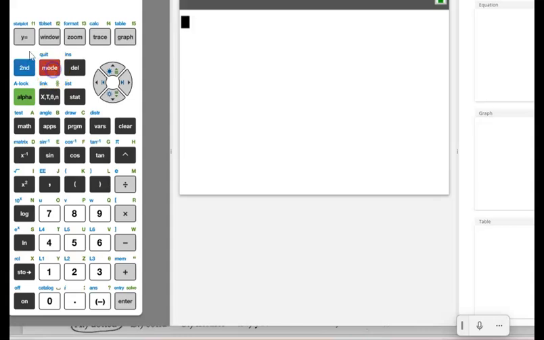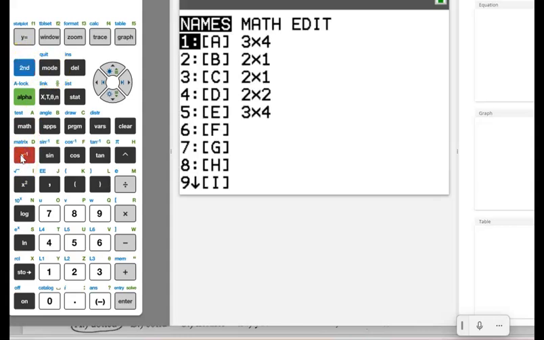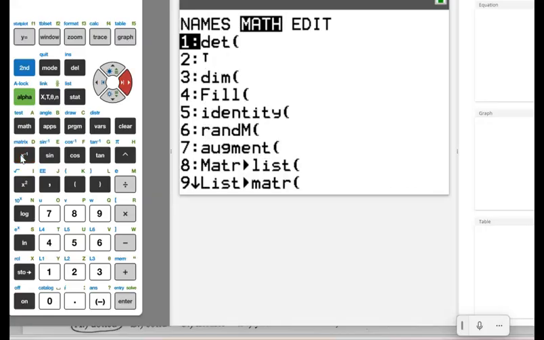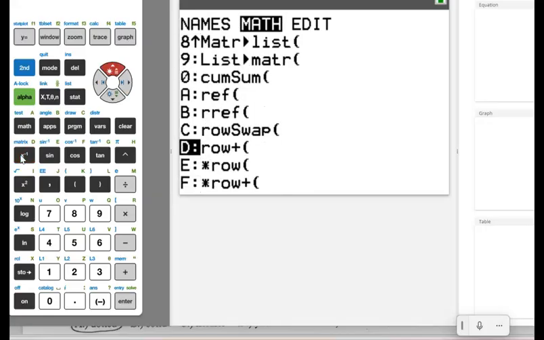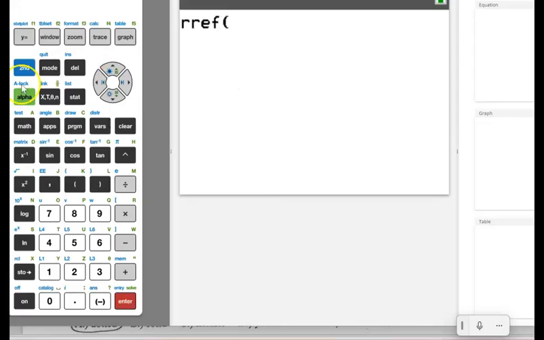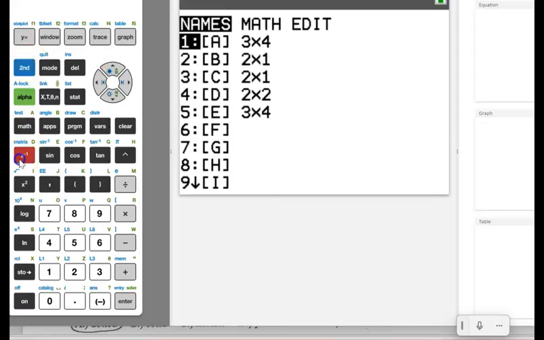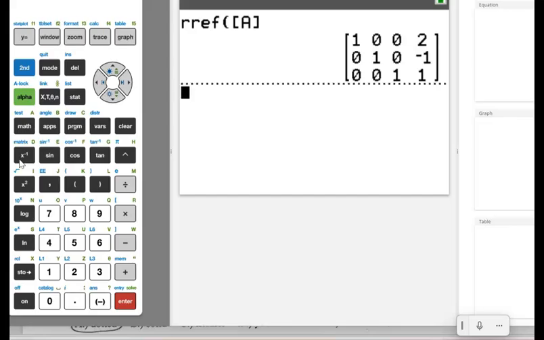Then I'm going to quit out of that, and I'm going to go back to matrix. And this time I'm going to go to math, and I'm going to scroll. It's actually faster to scroll up, but I'm going to scroll to reduced row echelon form. And then I'm going to go back to matrix and stay on names, and I'm going to choose the name of wherever I put that. I put mine in A. All right, and so there is that same solution. x equals 2, y equals -1, z equals 1. There's my solution to the system.